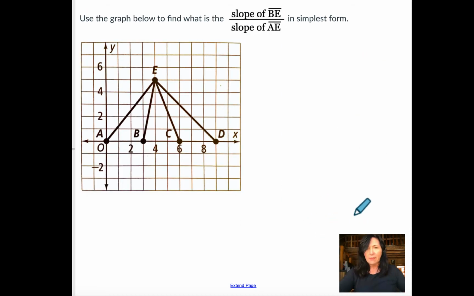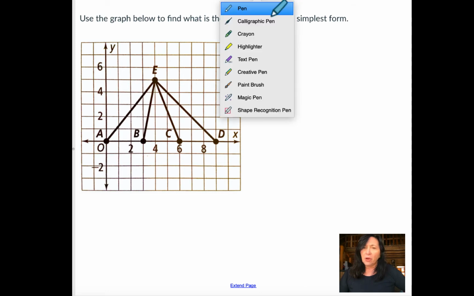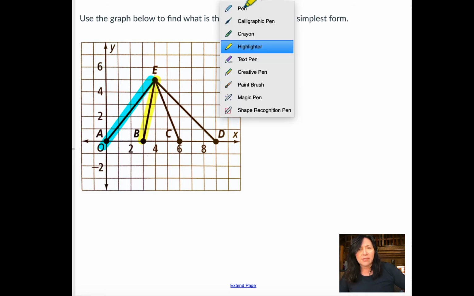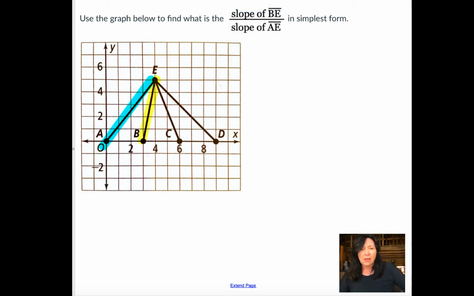For this problem here, we want to know a ratio that goes from the slope of BE. The slope of BE is this line right there. And they want that in ratio to the slope from A to E. So slopes are rise over run, and there are 2 ways to do this. One way is actually calculating the points. This looks like 4, 5. So this point is 4, 5, and this point is 3, 0, and this point is 0, 0.